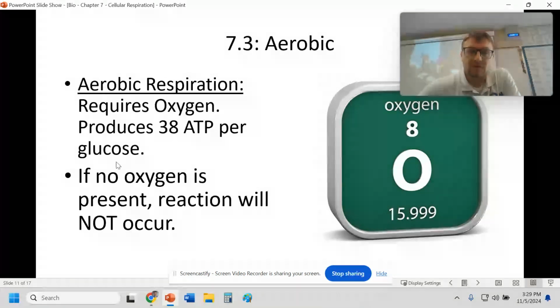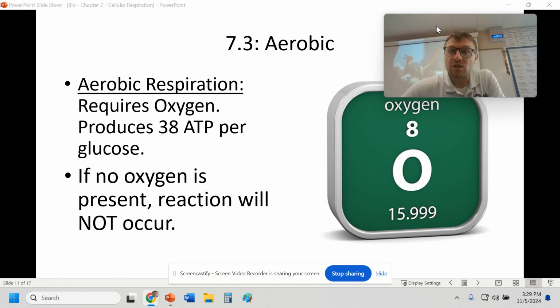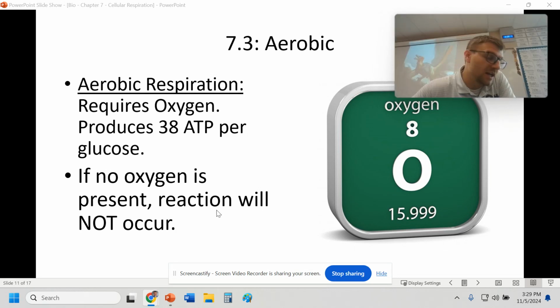Now, this type of respiration requires oxygen. It needs oxygen to occur. If oxygen is not present, it's not going to occur. So again, this reaction needs oxygen. This is what you're going through right now. You have enough oxygen in your body. You're breathing in the air and you're taking that oxygen out of the air and you're using it alongside breaking down glucose to make ATP.